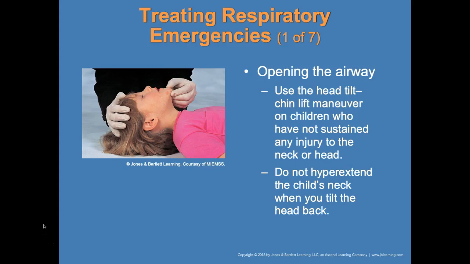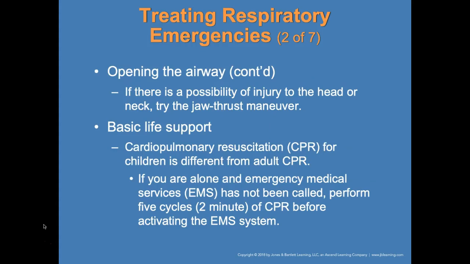All right, so when we're treating these respiratory emergencies, we need to get that airway open. We want to use the head tilt chin lift maneuver on children who have not sustained an injury to the head or neck. We do not want to hyperextend the neck when you tilt that head back. So remember that their airways are very flexible. If their head's too far forward, the airway will be closed off. If it's too far back, it'll be closed off. We want to get them in a nice sniffing position to open that airway. If there is any possibility of injury to the head or neck, we're going to try the jaw thrust maneuver.